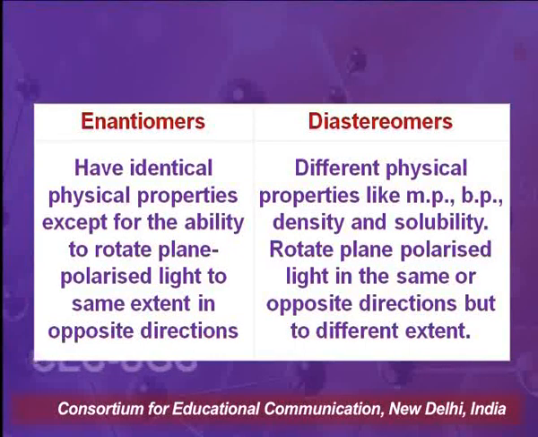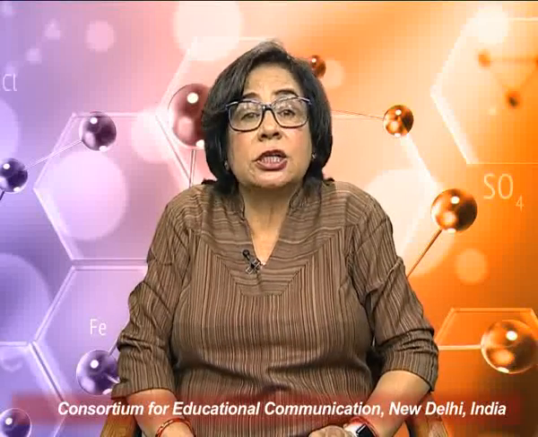Whereas diastereomers have different physical properties like melting point, boiling point, density, and solubility. They may rotate plane polarized light, depending on the orientation of the groups in the molecule, in the same direction or in the opposite direction. But whatever direction they rotate, the extent of rotation will be different, whereas in enantiomers the extent of rotation was the same. It was the direction which was different.